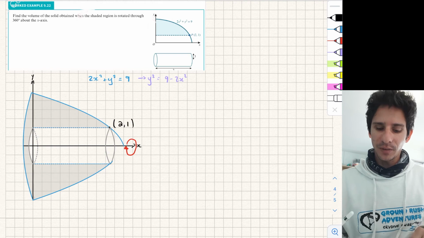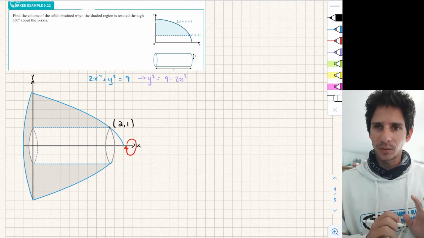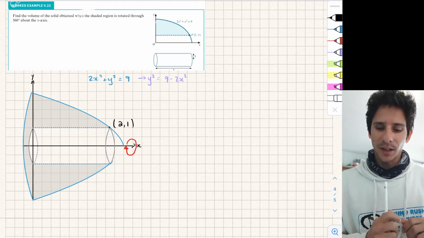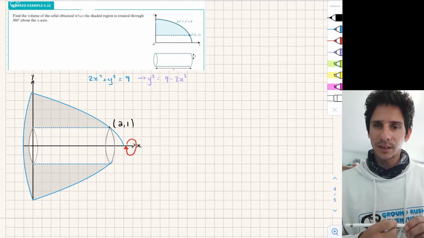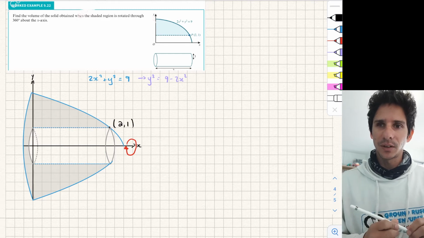If you have a look at the diagram that I've drawn, and it really does help to draw yourselves accurate diagrams because it helps you to visualize what's going on, you can see what's happened is as this shape has rotated around the x-axis, it's created a space in the center. This space, because of the way the shape has been given, has caused a cylinder to be in the center of this volume.